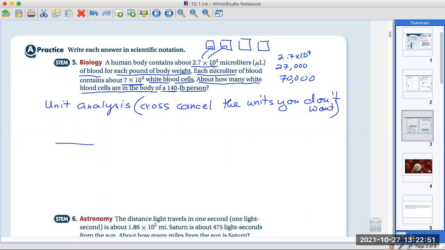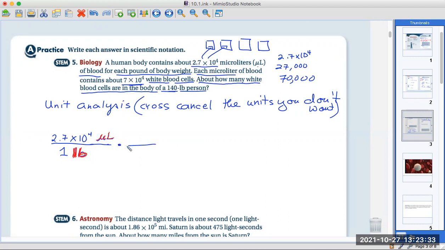So we're going to start with the first one. It says there's 2.7 times 10 to the power of 4, and you need your units, and these are called microliters, in every 1 pound of body weight. Each pound means 1 pound of body weight. I'll make the units red. We cannot cancel these. You see, we're trying to cross-cancel units. This is not going to work, but let's make another one.